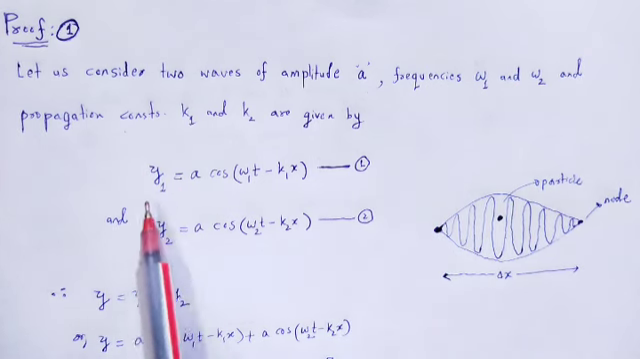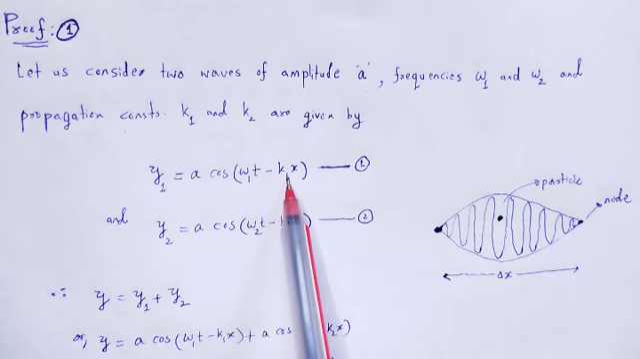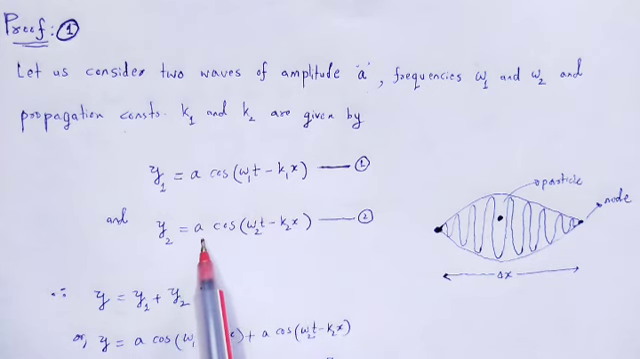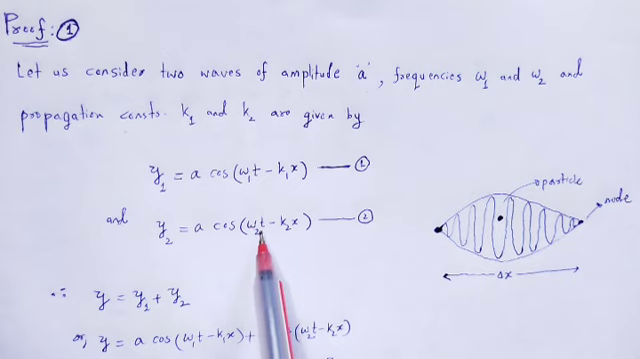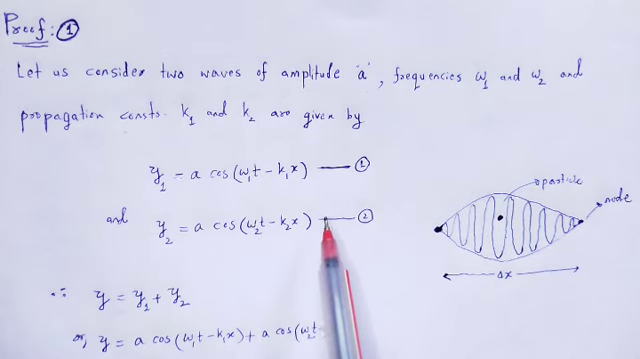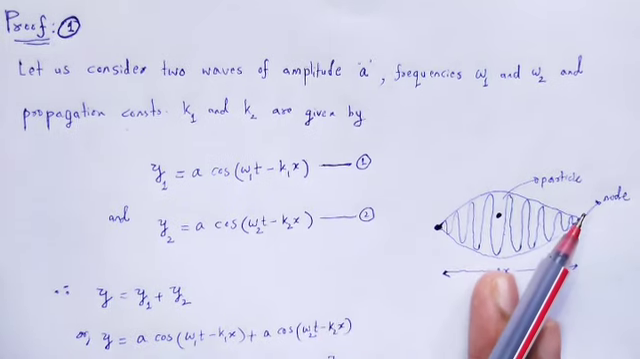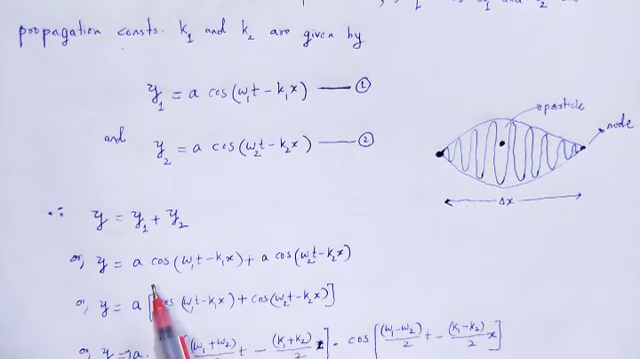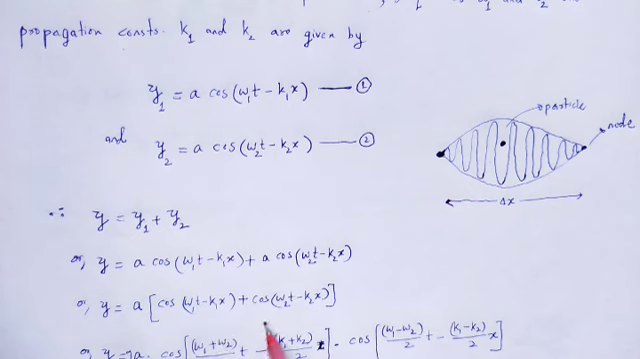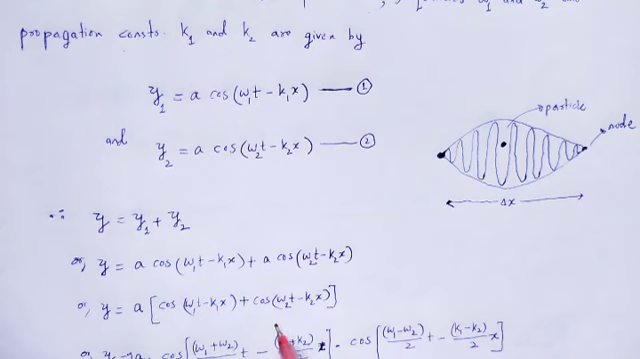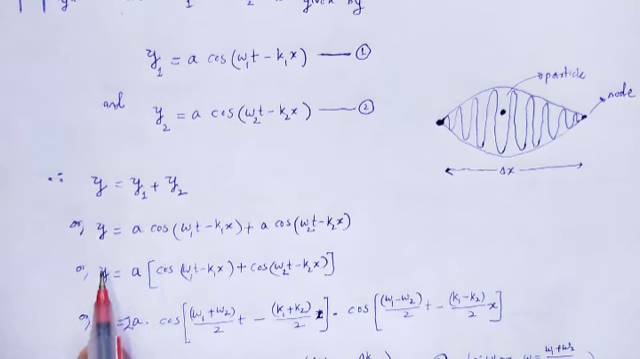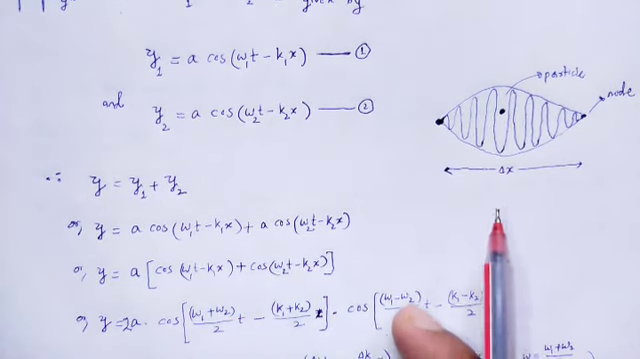One wave is y 1 equal to a cos omega 1 t minus k 1 x, another wave is y 2 equal to a cos omega 2 t minus k 2 x, two wave equations. According to the superposition principle, the resultant y is equal to y 1 plus y 2. Simply, taking a common in the bracket, we use the trigonometric identity cos a plus cos b, that is 2 cos a plus b by 2 into cos a minus b by 2.